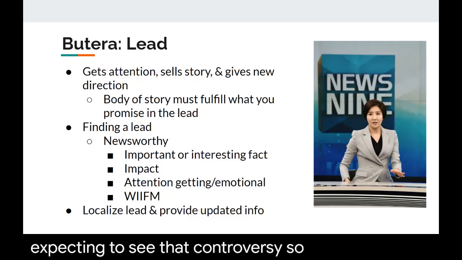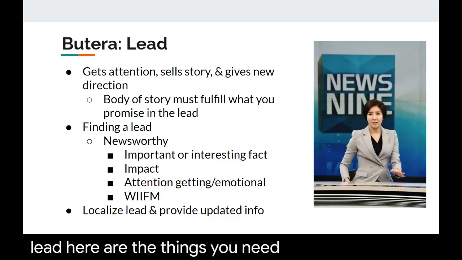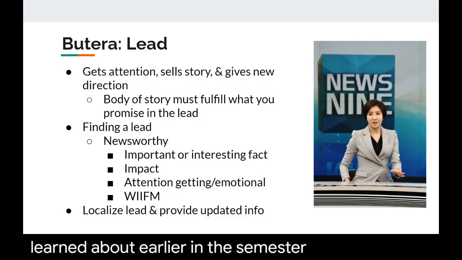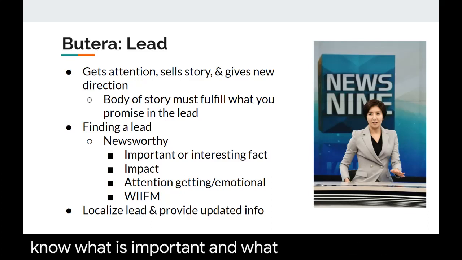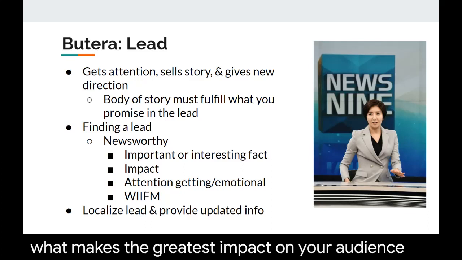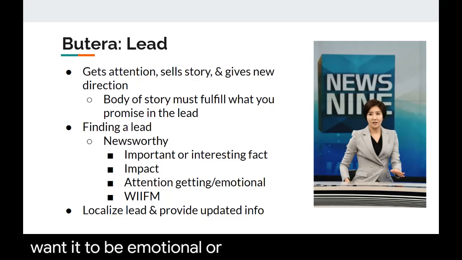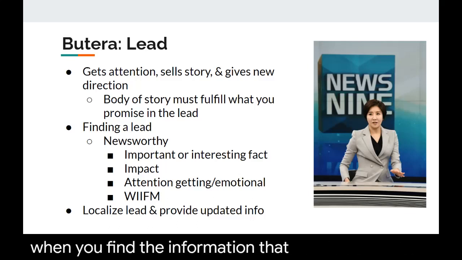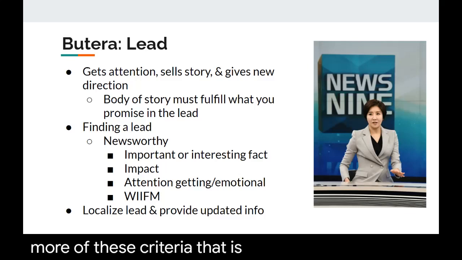So, in order to find a lead, here are the things you need to consider. And it comes back down to your news values that we learned about earlier in the semester. We need to know what is important and what is most interesting, what makes the greatest impact on your audience. We want it to be emotional or some ways that people can connect to on an emotional level. And then, of course, we want to tell them what's in it for me. So when you find the information that meets one or more of these criteria, that is a good piece of information to use for your lead.